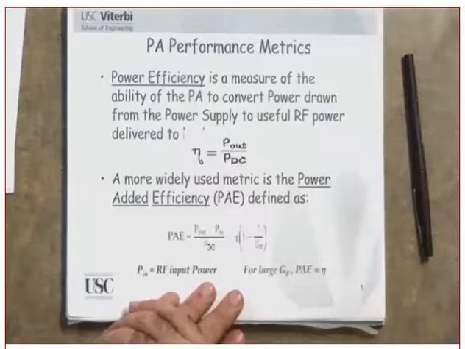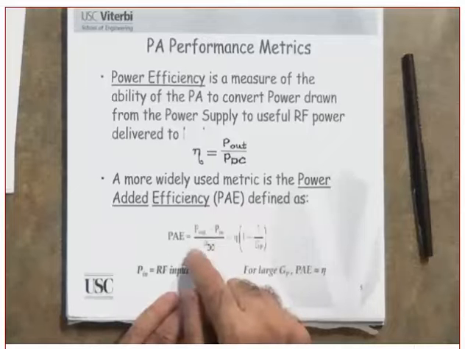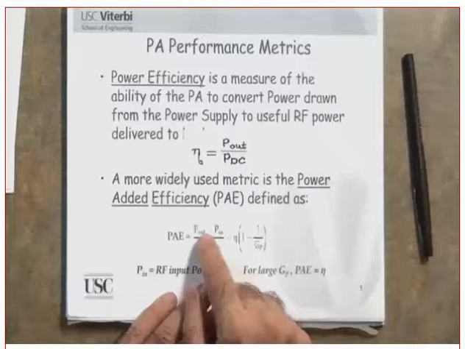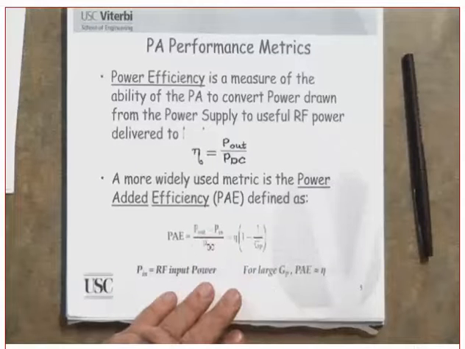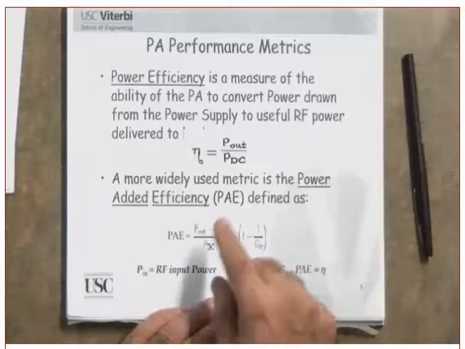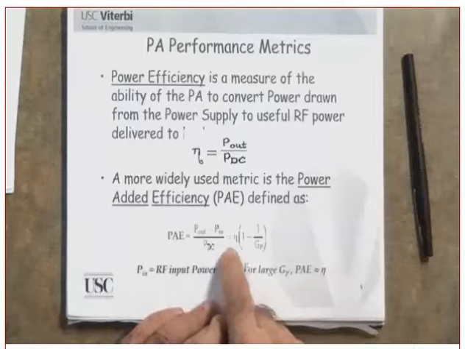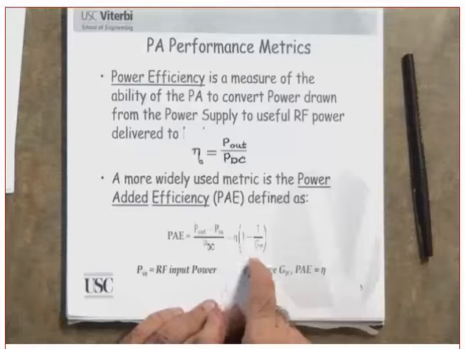There is another definition of efficiency, which is called power added efficiency, defined as (P_out minus P_in) divided by the DC power. Both of these are RF powers. If you replace this by this, you end up with the power added efficiency equal to the drain efficiency times (1 minus 1 over G_P).